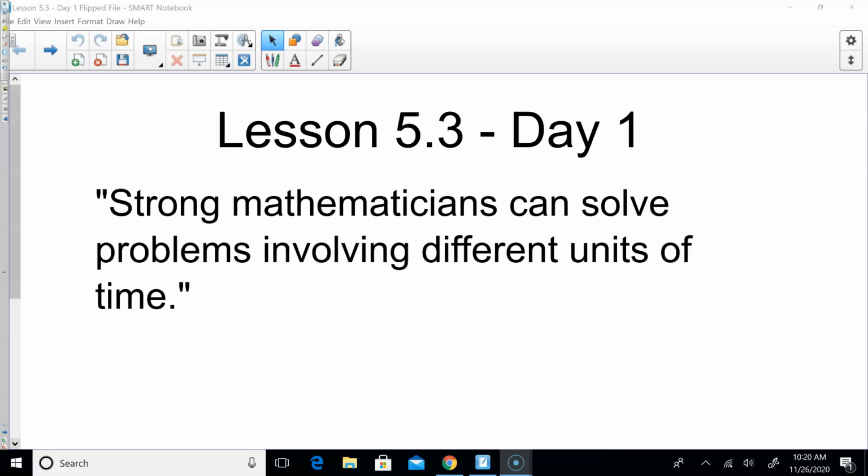Welcome, class. Today's lesson, lesson 5-3, day 1. Today, strong mathematicians can solve problems involving different units of time. So you can take out your notebook, your pencil, write down today's date, the name of the lesson, and let's get started.